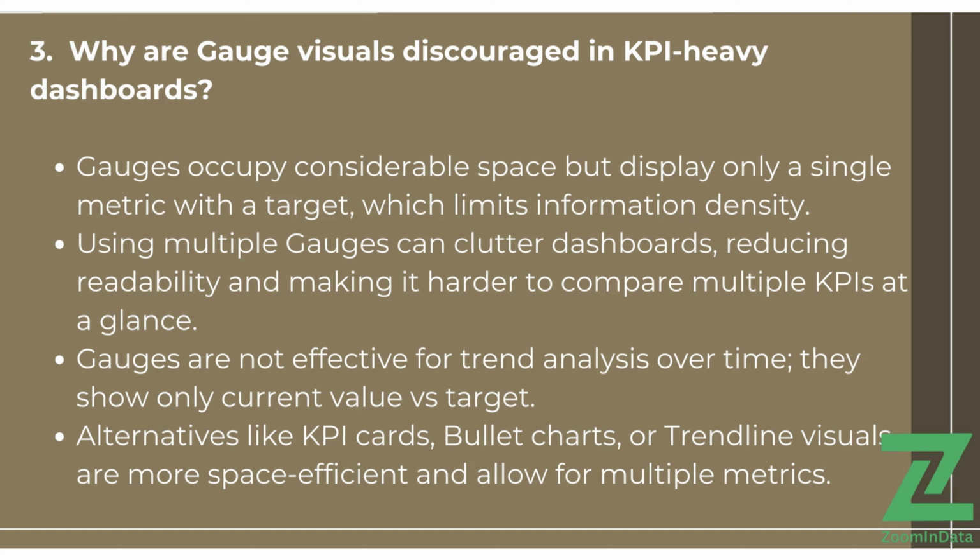Gauges are not effective for trend analysis over time. They show only current value versus target. Alternatives like KPI cards, bullet charts, or trendline visuals are more space efficient and allow for multiple metrics.